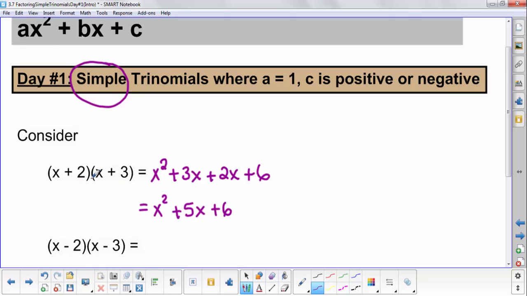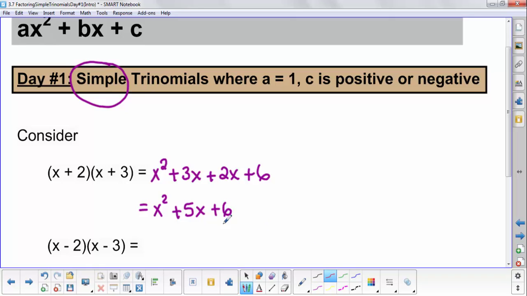So what we've done is gone from factored form to expanded and simplified form. Now factoring is the reverse of that. Factoring would be where I give you this expression and then ask you to put it back into the brackets.